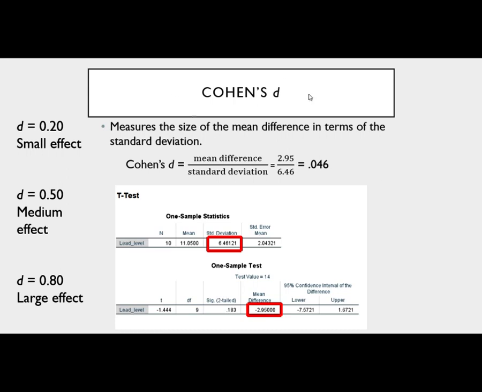The first one we're going to learn about is Cohen's d. It measures the size of the mean difference in terms of the standard deviation. A small effect is considered a d-value of 0.2, 0.5 is a medium effect, and 0.8 is a large effect. These are totally randomly decided by this guy named Cohen, but it's the convention that's been used ever since.